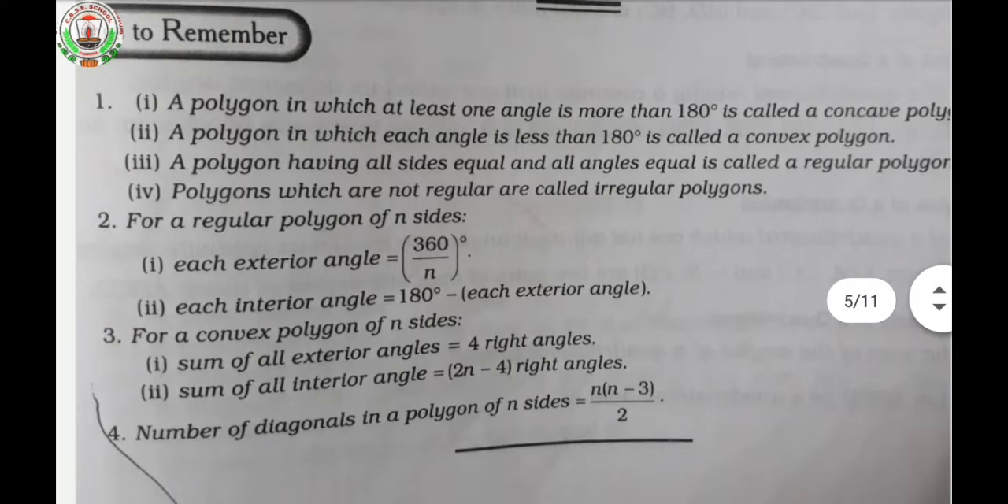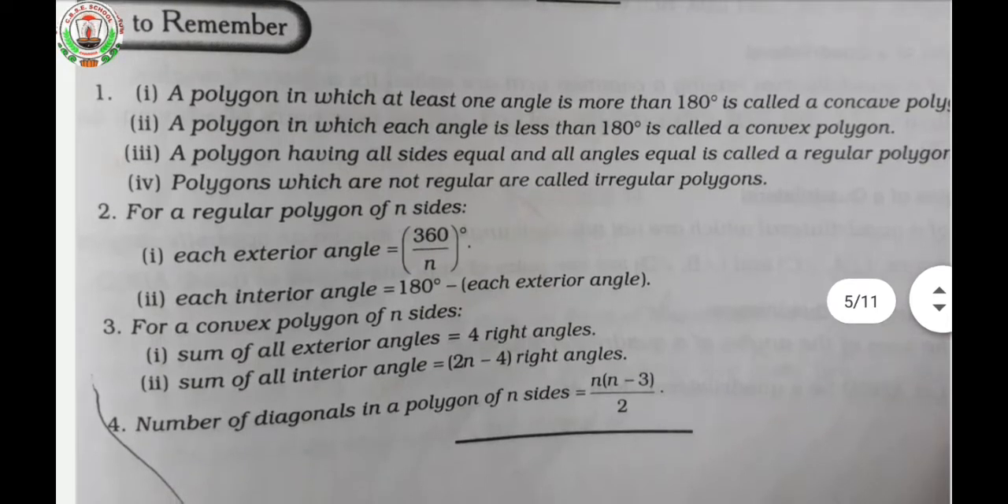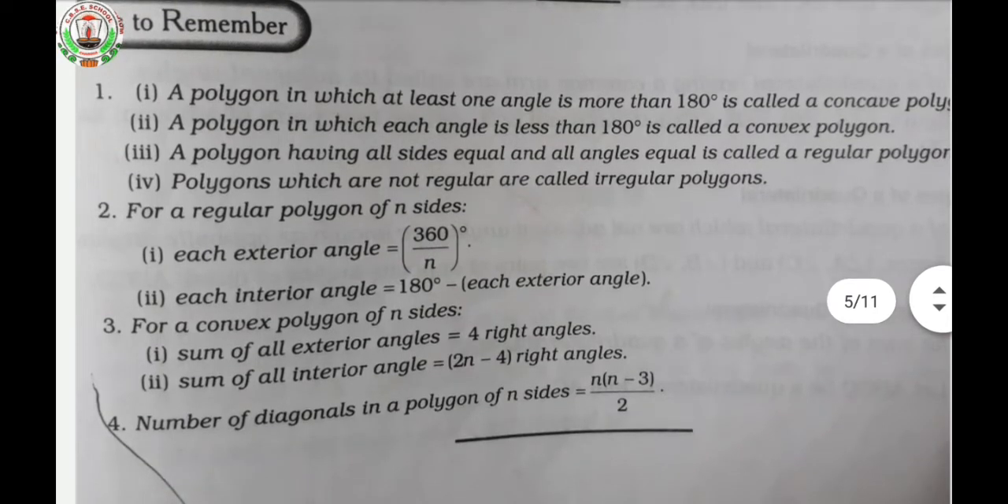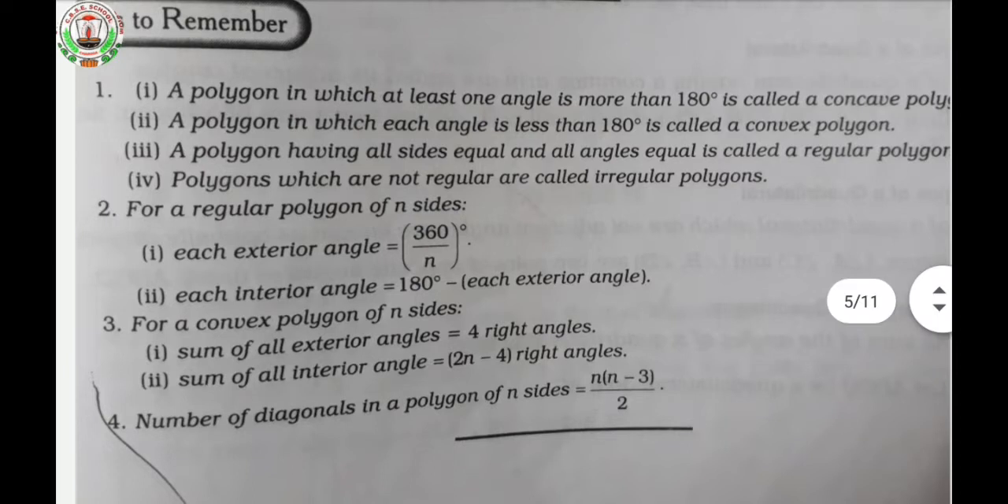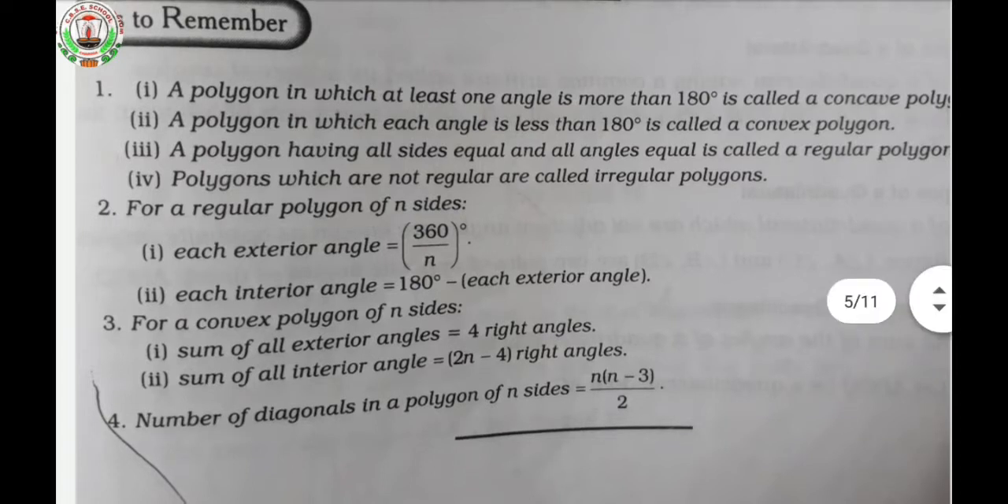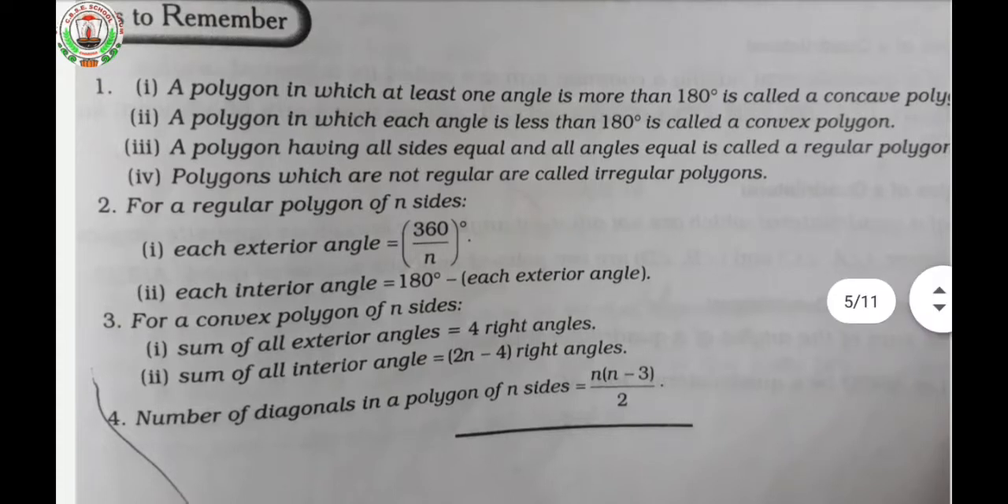So again, for a regular polygon of n sides, the formula: exterior angle is equal to 360 upon n, where n is the number of sides. Interior angle is equal to 180 minus each exterior angle. Then for a convex polygon of n sides, the sum of all the exterior angles is equal to 4 into right angles. Okay, the sum of all exterior angles will be 4 right angles, that means 360 degrees. Okay, 4 into 90 degrees, that is 360 degrees. The sum of all interior angles is equal to 2n minus 4 into right angle, that means 90 degrees.